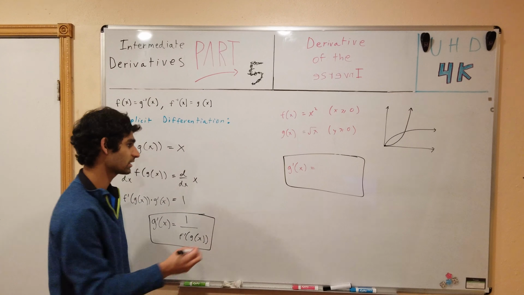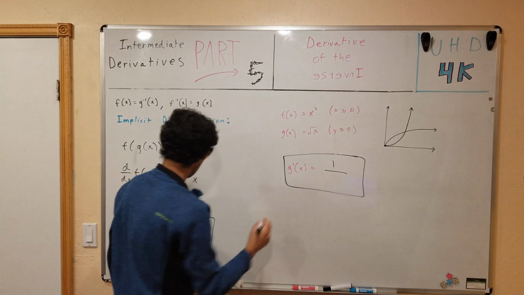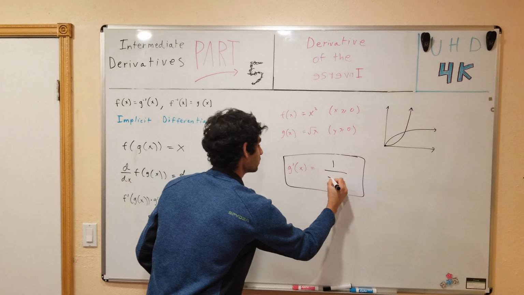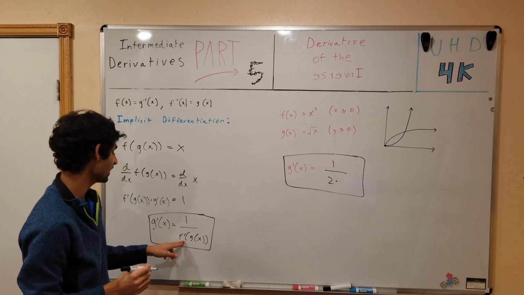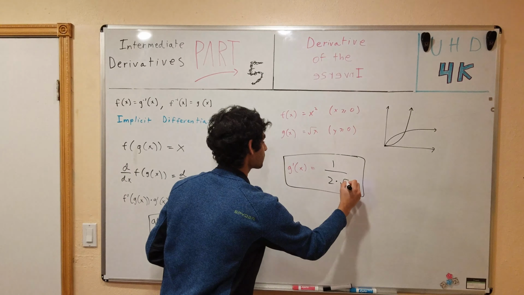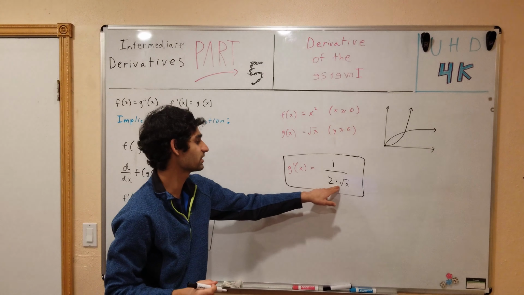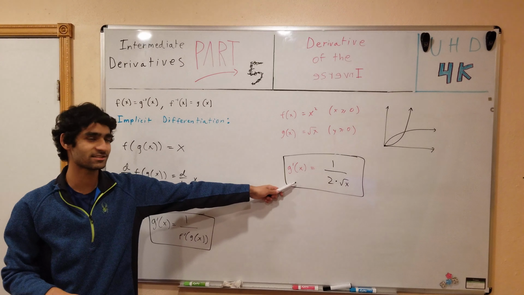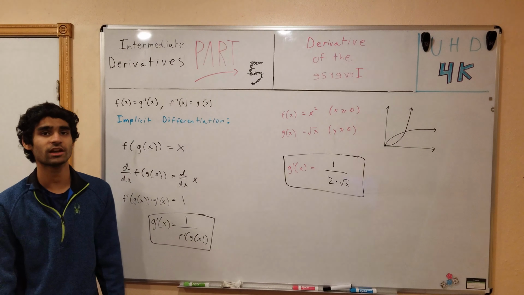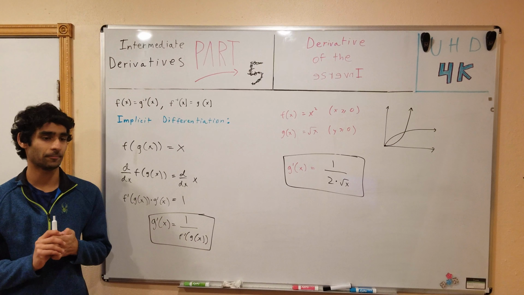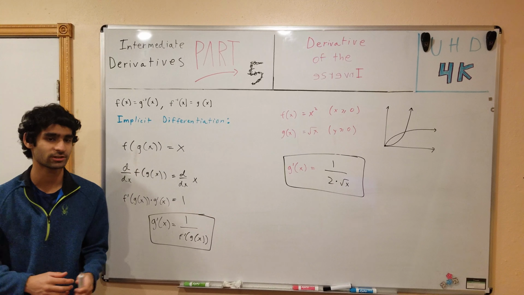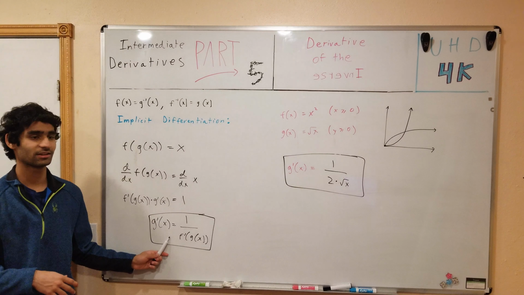So g prime of x is equal to 1 divided by, well, what is f prime? Just the derivative of x squared, and that's 2x, right? So 2 times, but it's not going to be x, it has to be f prime of g of x. And what is g of x? It's just square root of x. So 2 times square root of x. That's f prime of g of x. And yes, this is the derivative of the square root function, 1 divided by 2 times the square root of x. And anytime you have to take the derivative of an inverse of a function where you know the derivative of the function but not the inverse, just apply this formula we derived right now.